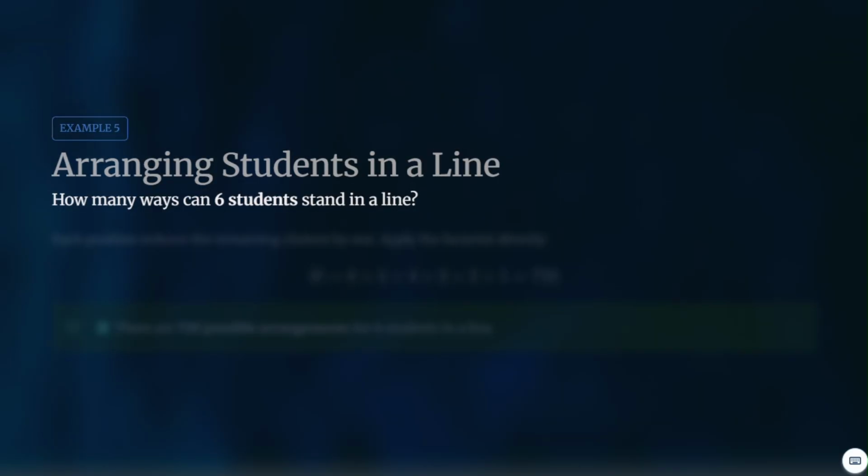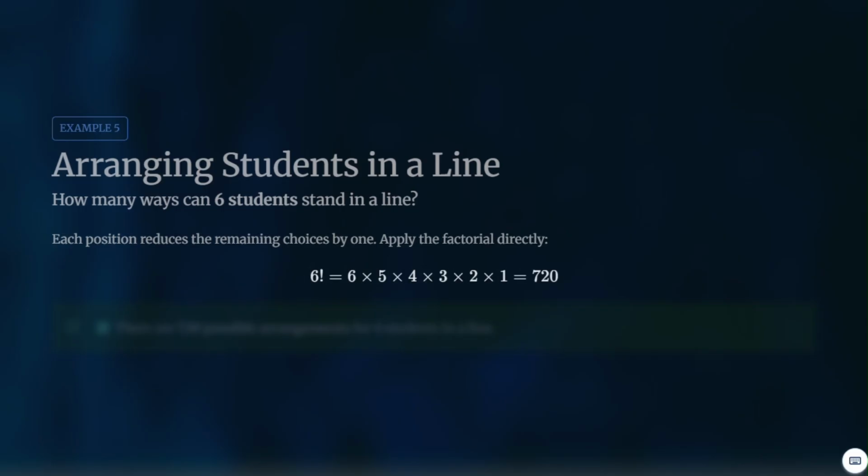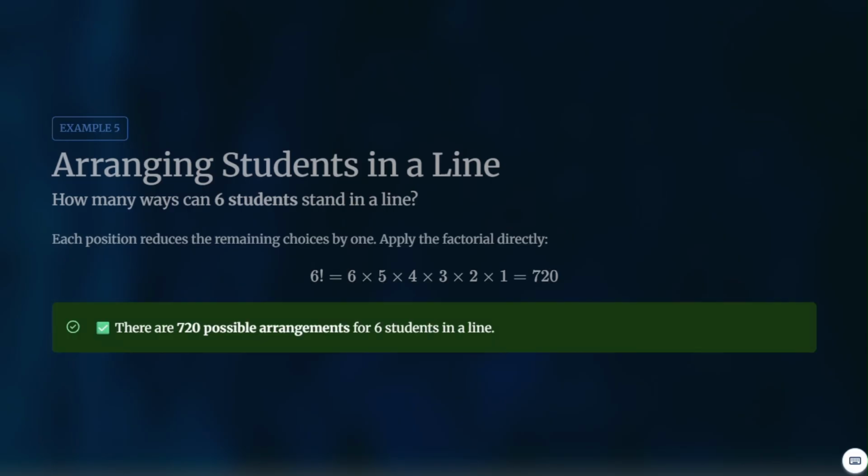How many ways can 6 students stand in a line? Each position reduces the remaining choices by 1. So we'll apply the factorial directly. 6 factorial will be equal to 6 times 5 times 4 times 3 times 2 times 1, which will be 720. There are 720 possible arrangements for 6 students in a line. When arranging all objects in a sequence, the answer is always n factorial.